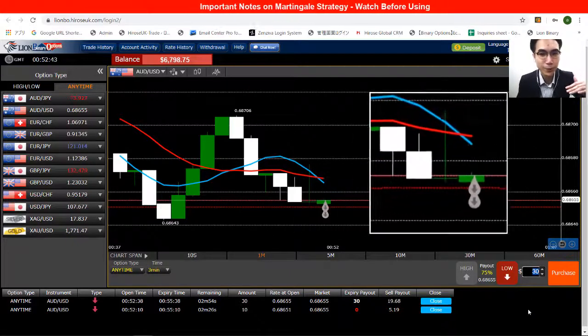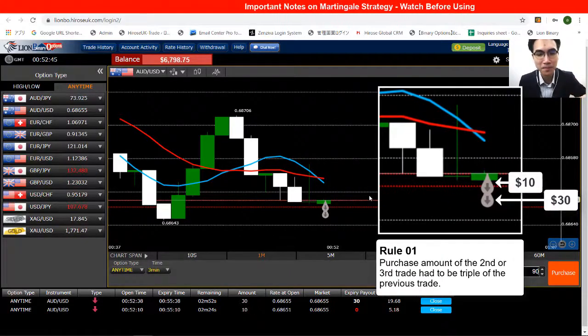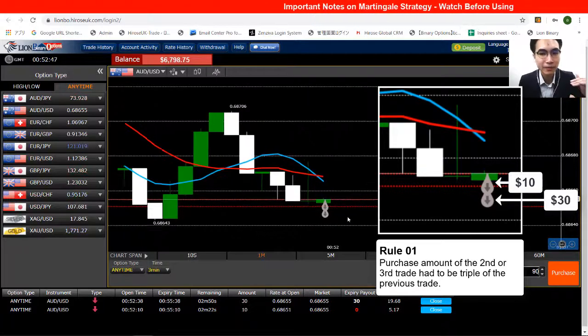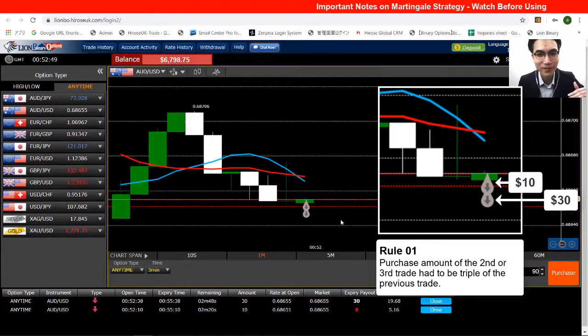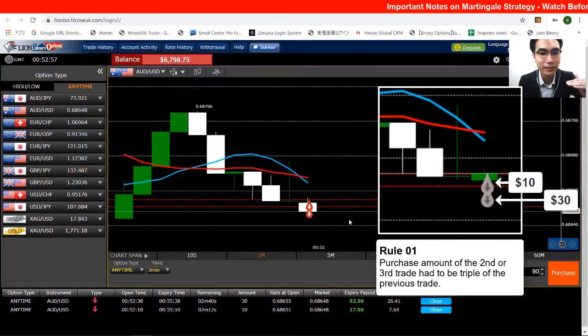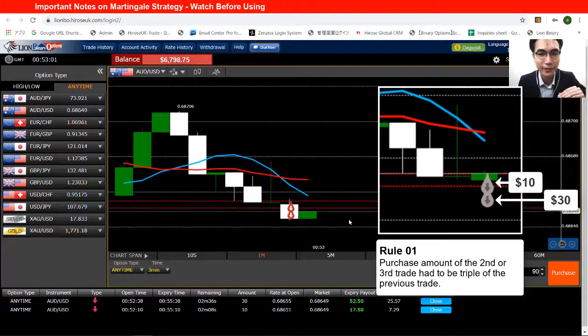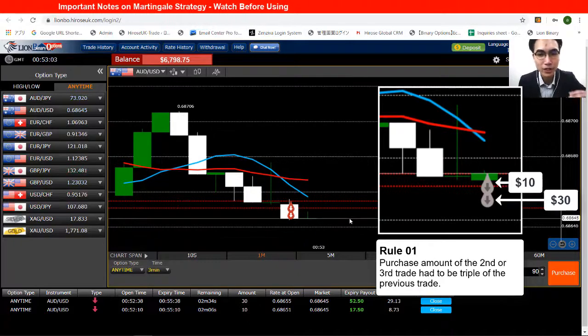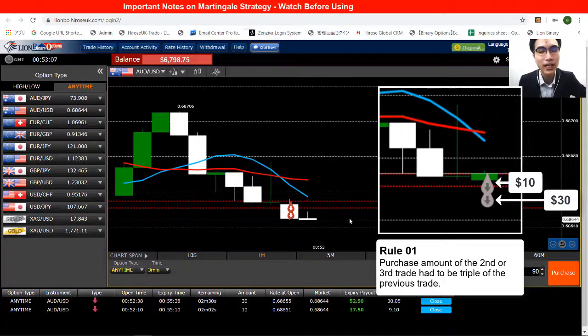The first rule for the Martingale strategy in binary option is that the second trade you place must be the triple amount of the first trade. So for example, in here I placed $10 for the first trade, and then I will have to place $30 for my second trade, which is a triple amount of the first trade.